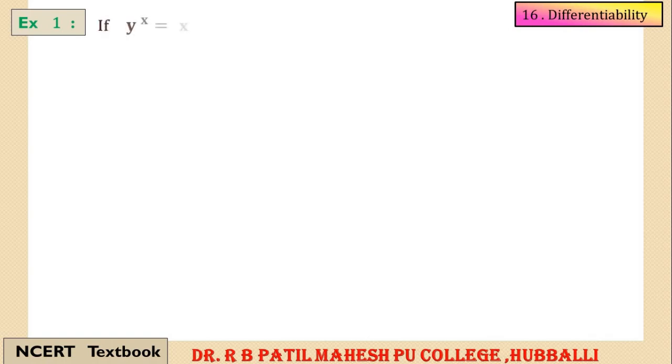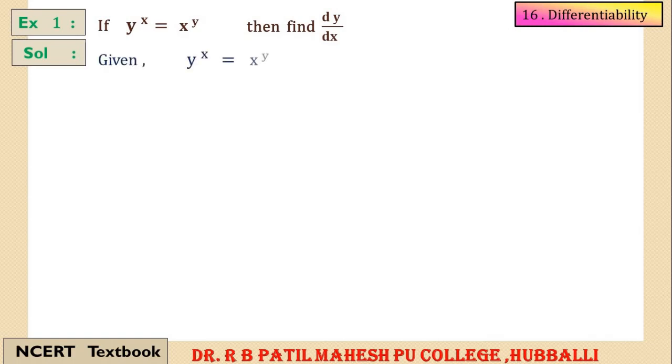If y raised to x is equal to x raised to y, then find dy by dx. Now see, in this example both sides are function raised to function, left side as well as right side, y raised to x and x raised to y. So to find dy by dx, you have to use log properties.